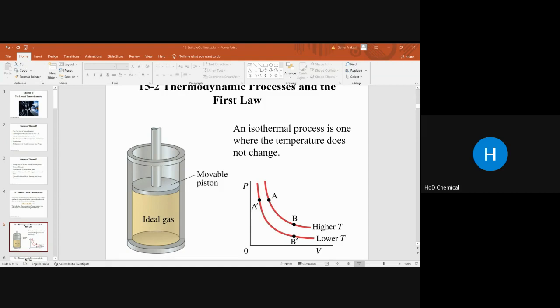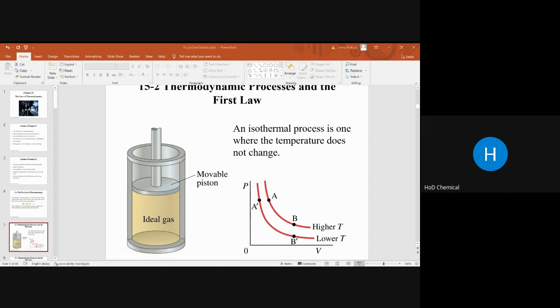Okay. Now, if you know about the isothermal process, you have to know about the isobaric and isovolumetric processes. Now I'm going to tell you about the isobaric and the isovolumetric processes.